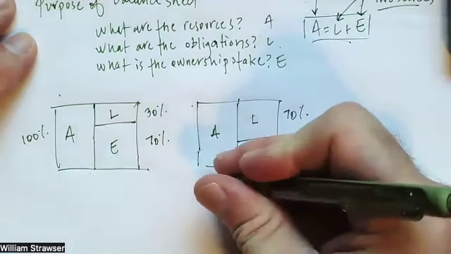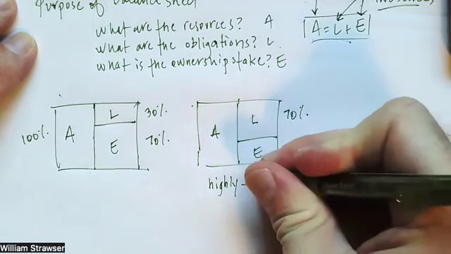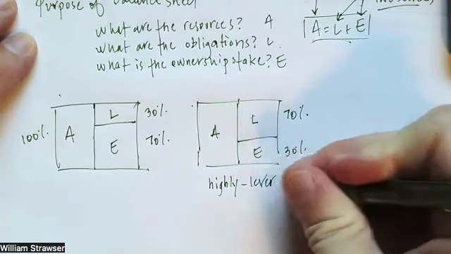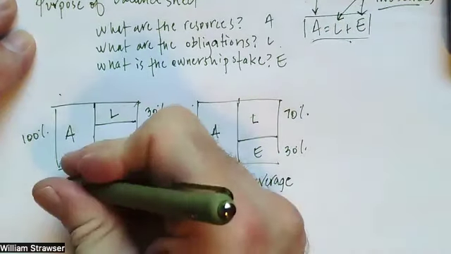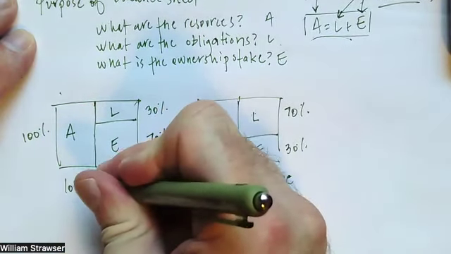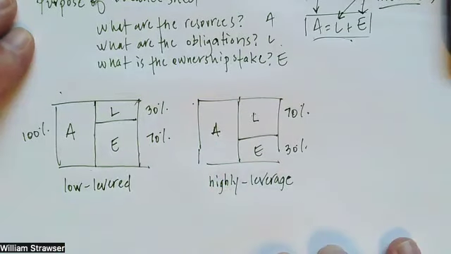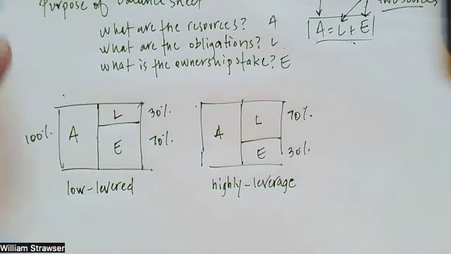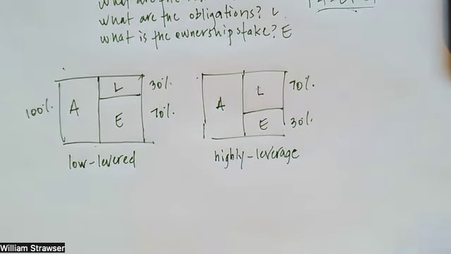This would be a highly levered firm. We would call that highly levered because they have a lot of liabilities, which are also known as leverage. This is a low levered firm because it has relatively few liabilities funding its assets. Now, highly levered, low levered, right? Is it good? Is it bad?